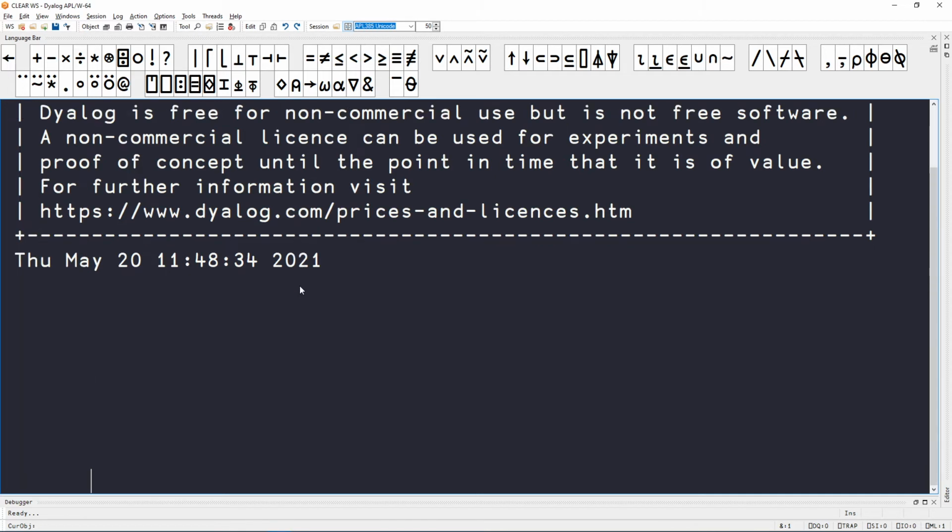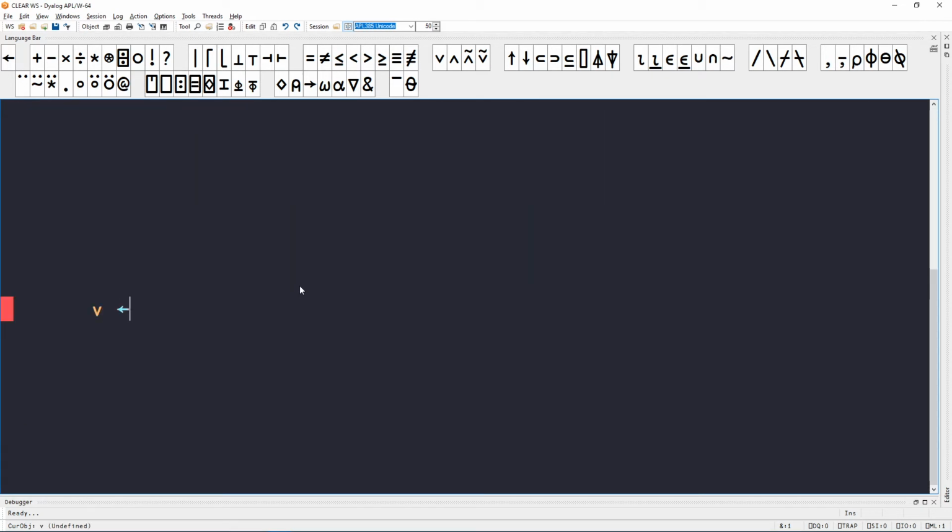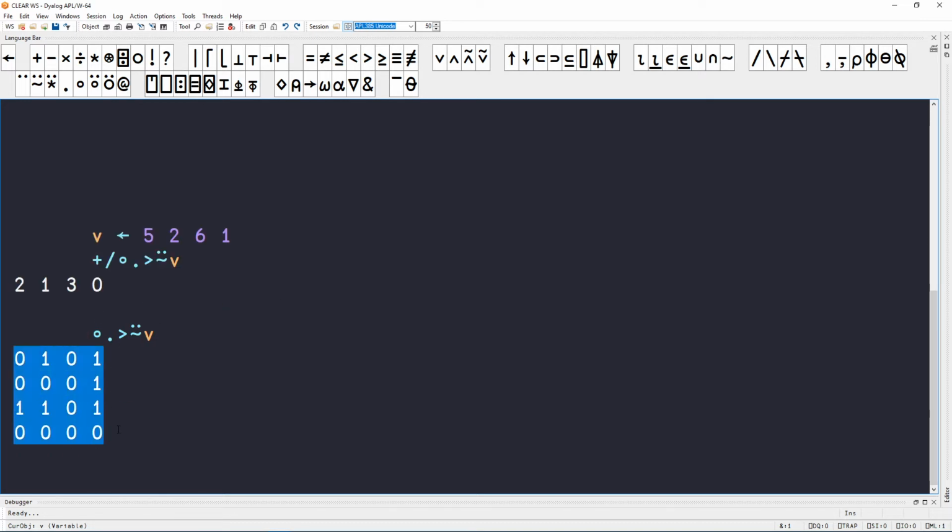And for the other problem, we had this vector, let's do it, so 5, 2, 6, 1. And for the other problem, the solution was this. We have an outer product. And the key here is the outer product doing all the comparisons for us.